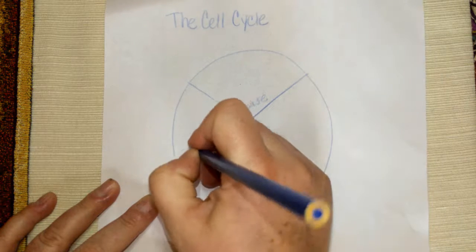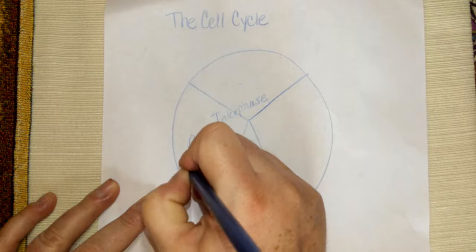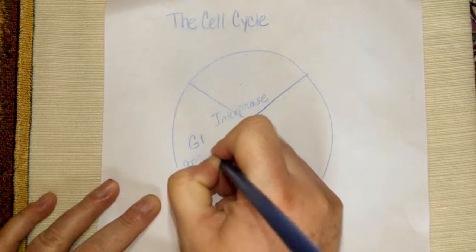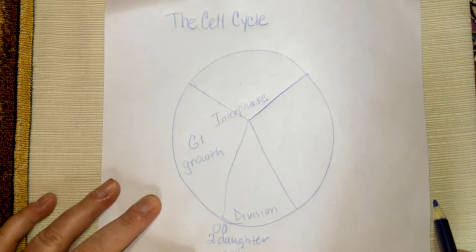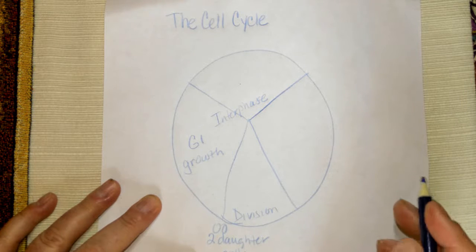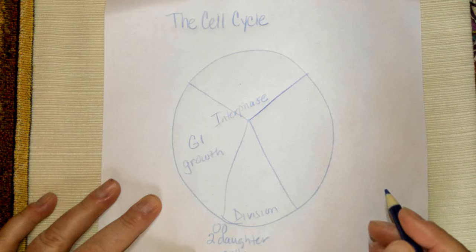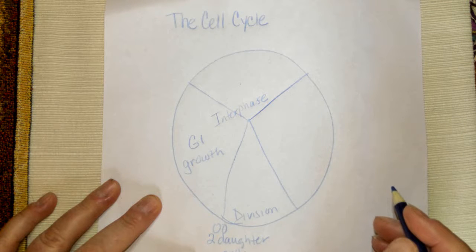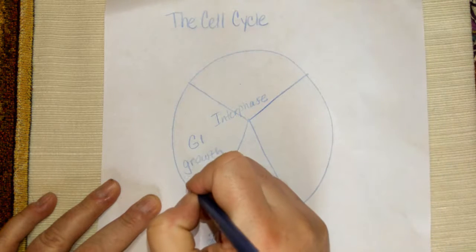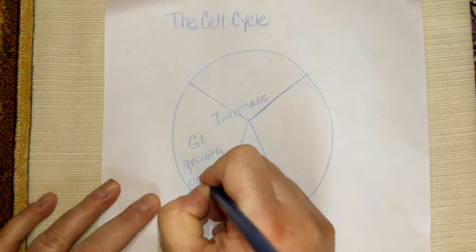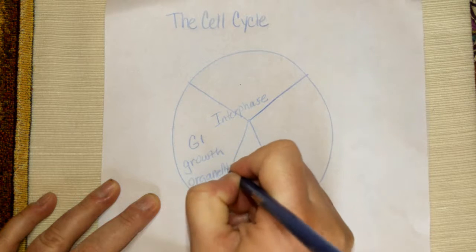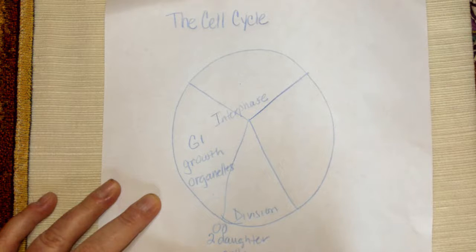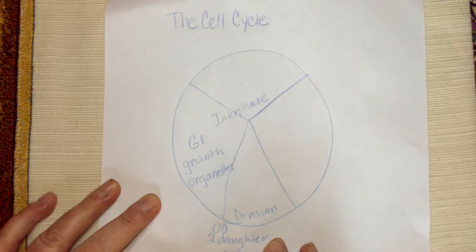The first one is called G1, and G stands for growth. So the cell is growing right now. It's going through its regular metabolic processes. But in addition to that, it's also creating some of the necessary organelles that it's going to need in order to divide into two. So it's making organelles. Organelles like extra mitochondria and Golgi bodies, all those things that are necessary for a cell to each have its own copy when it replicates.